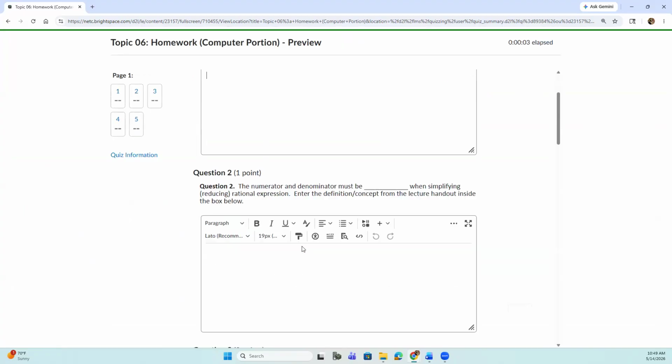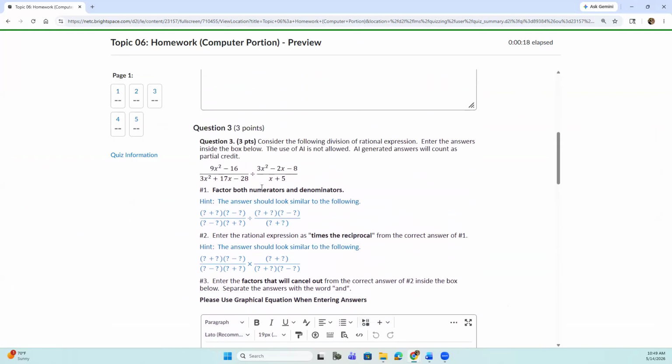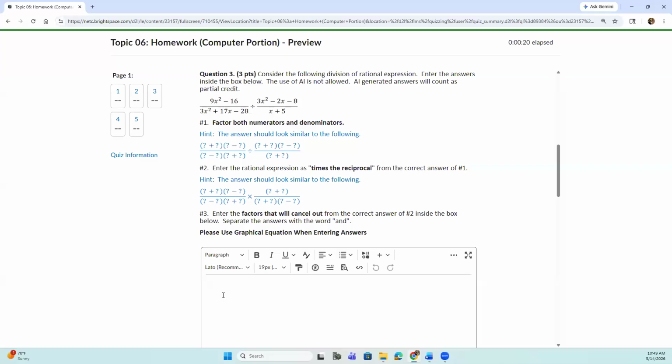When a topic's homework has a handwritten portion, make sure you handwrite the answers. Nothing typed. I do not give you full credit if you type out the answers for the handwritten portion. The computer portion, you will have to type out the answers.